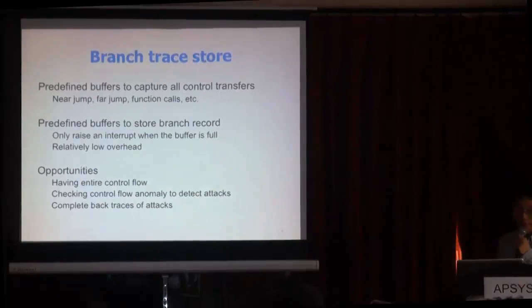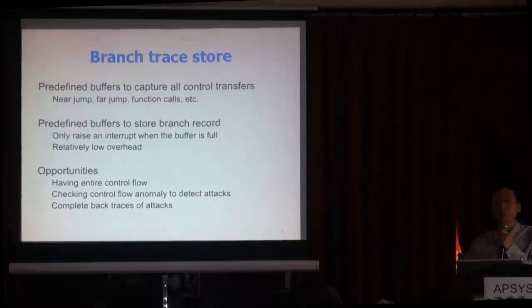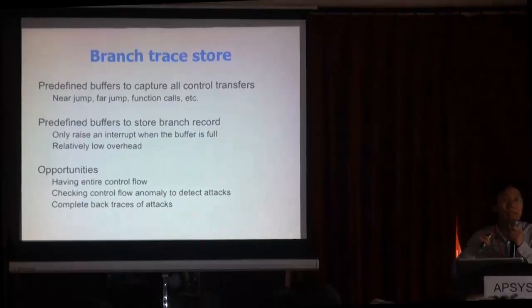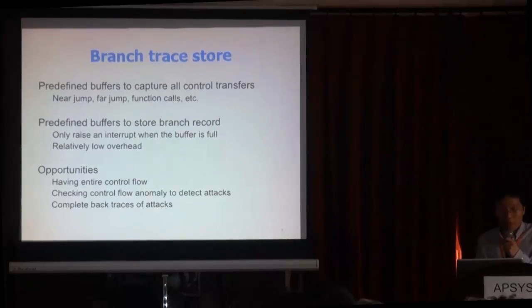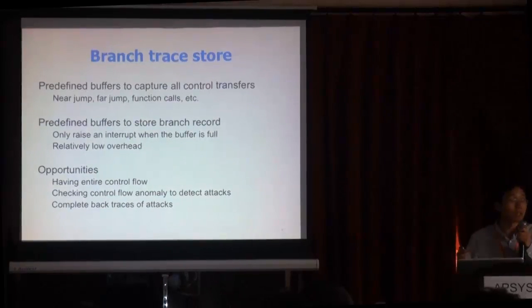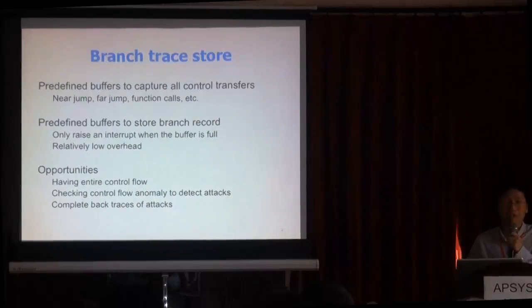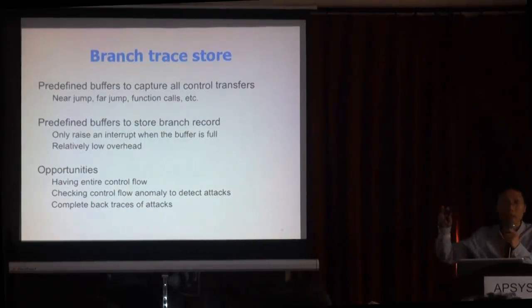So the opportunity is that we have the entire control flow, and we know that many security breaches are actually related to breaches in control flow. So we could check for anomalies in control flow to detect attacks. We could also do a complete backtrace to diagnose the attacks. For example, we can backtrace the security exploits, and we know how the program got to this shell code.